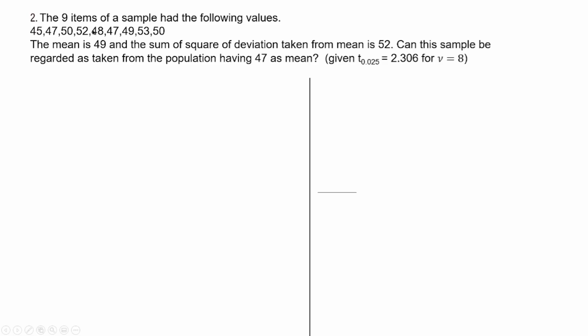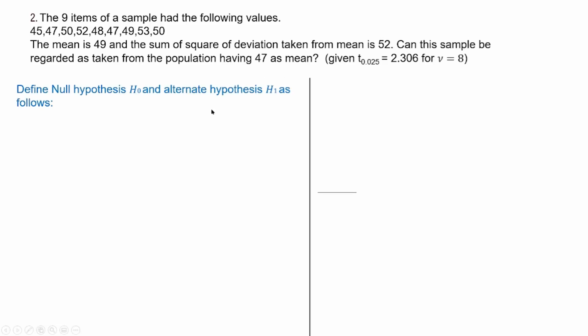Next question: the 9 items of a sample had the following values: 45, 47, 50, 52, 48, 47, 49, 53 and 50. The mean is 49 and the sum of squares of deviation taken from the mean is 52. Can this sample be regarded as taken from the population having 47 as mean? So here we have a sample of 9 items and the mean of these 9 items is given here. It is 49.